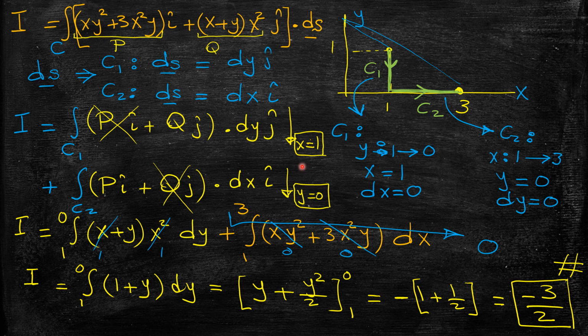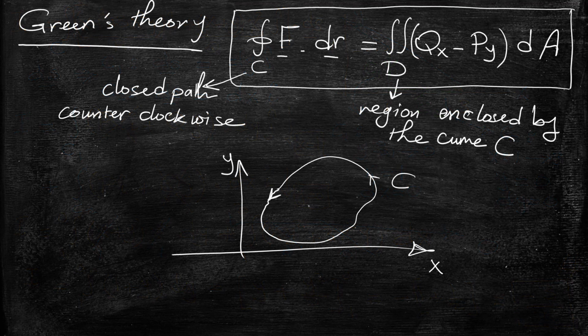And also consider that at each of C1 and C2 there are some specific values for x and y. So C1 has x equal to 1 and dx equal to 0. For C2 we have y equal to 0 constant and dy equal to 0. So after substituting with all these values together, we end up with a very easy integral, a very simple formula. 1 plus y will be y plus y squared over 2, integration from 1 to 0, ending up with minus 3 over 2.